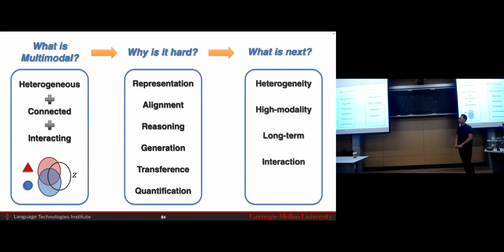So that was the 3rd pillar, right? What is next? Some ideas are going to modalities that are more heterogeneous in nature, high modality, many modalities, long-term interactions, learning from textbooks, learning from very long videos, interaction between perception, reasoning, and interacting with the real world. And finally, when you actually deploy these, what are some of the critical safety concerns?